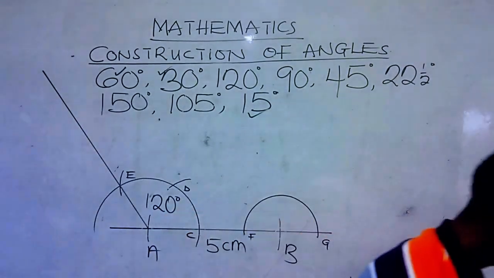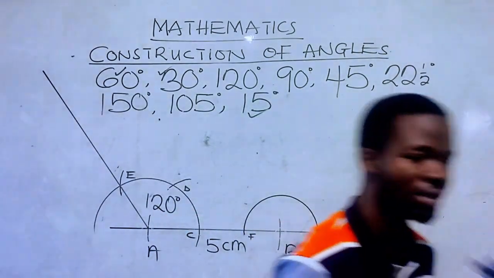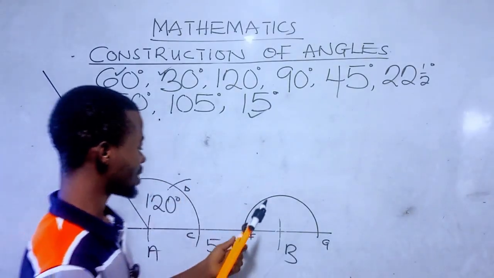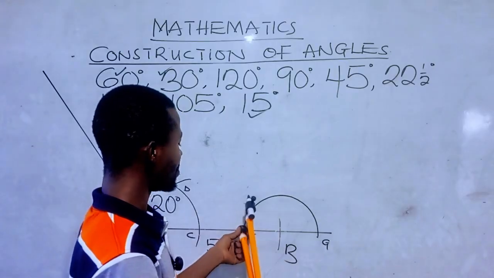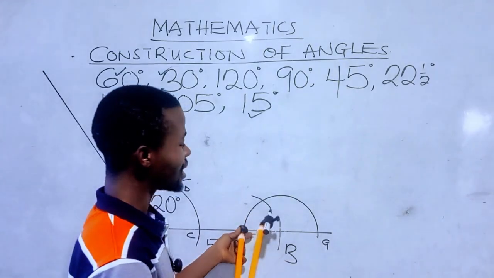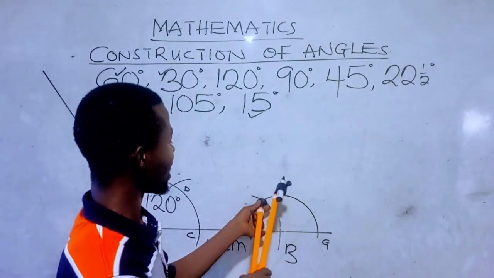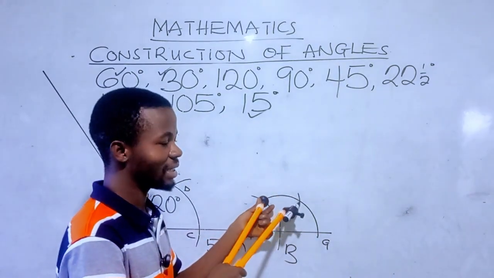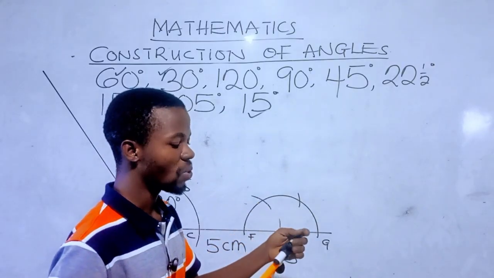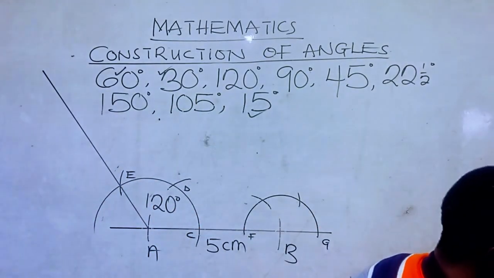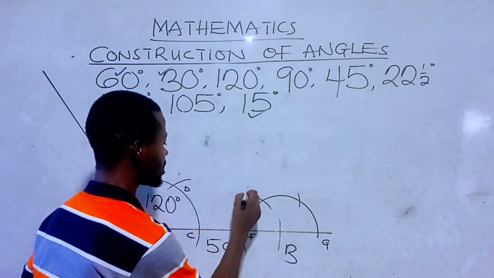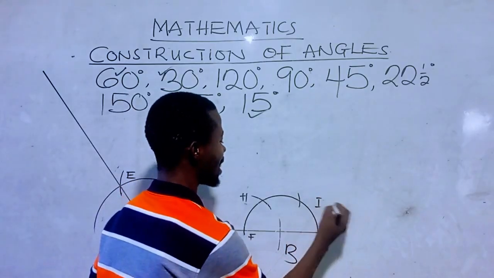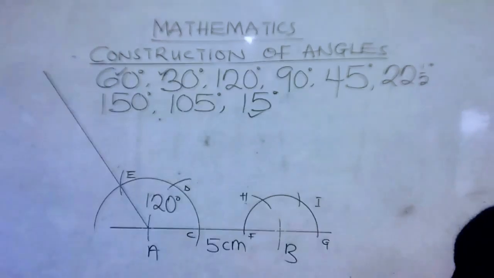With the same opening, I don't close it, I don't change it, I keep it like that. And then I'll stand at F, then I'll make my first arc, that's 60 degrees. Then I'll go and stand at the arc I just constructed and I'll make another arc like this, and that will be my 120 degrees. So let's say here is H and here is I.